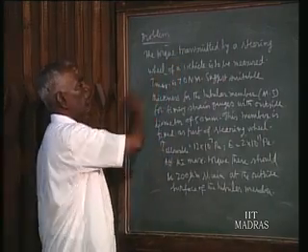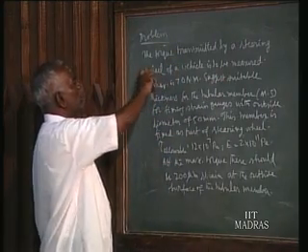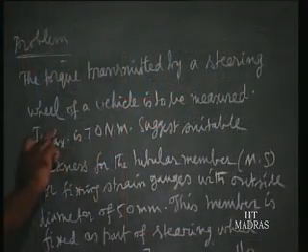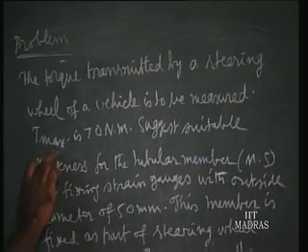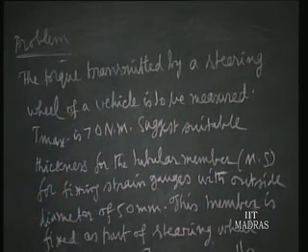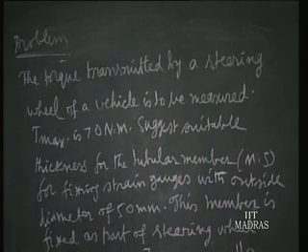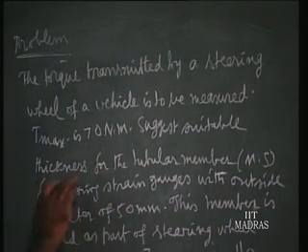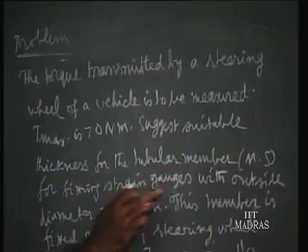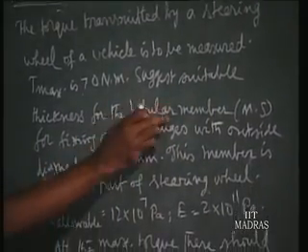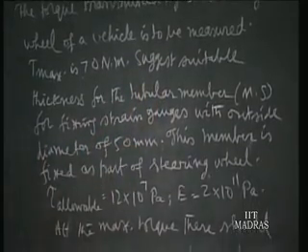This is actually an industrial problem. The torque transmitted by a steering wheel of a vehicle, of a car, is to be measured, and the maximum torque in that steering wheel in a very rough road condition is around 70 Newton meter. Suggest a suitable thickness for the tubular member made of mild steel for fixing strain gauges on the outside of the tubular member, the outside diameter being 50 mm.